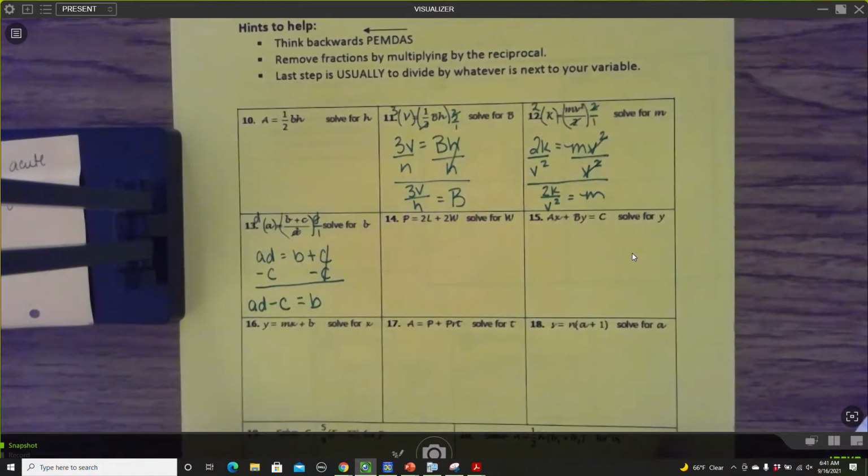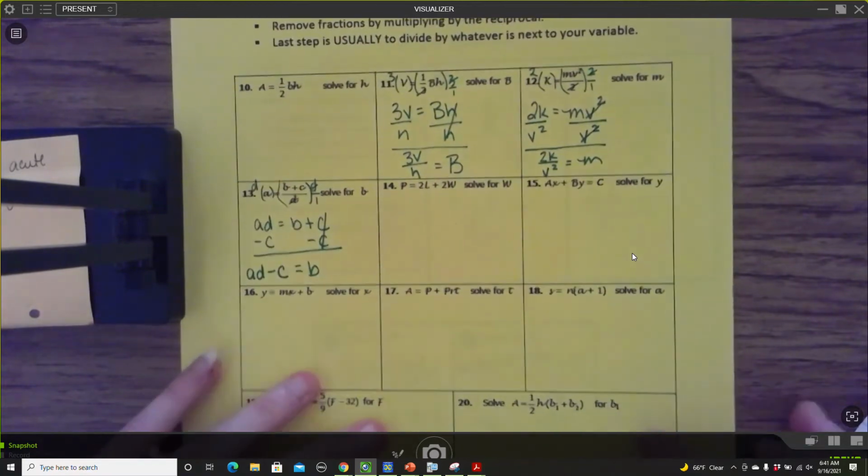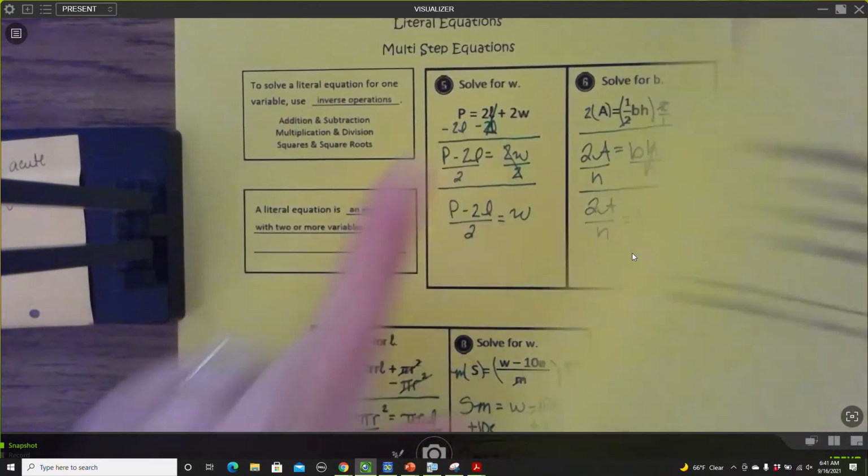All right, on 14, solve for W. We did that one. Yep, we did that one.